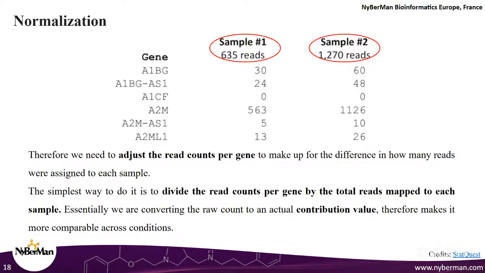But the idea of normalization is to make the values comparable against each other. Right now, I cannot compare because the total number of reads are different. But if I normalize, I can now compare the expression of A1BG between sample 1 and sample 2. So the idea is to make it comparable. Does that make sense? Okay.